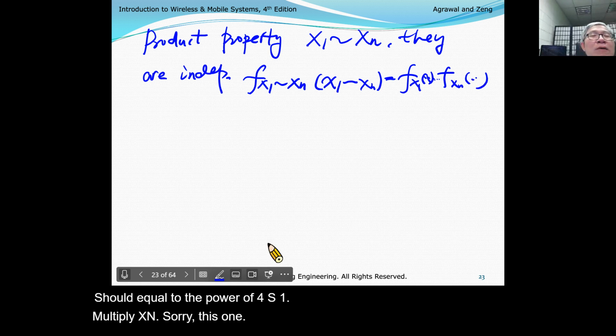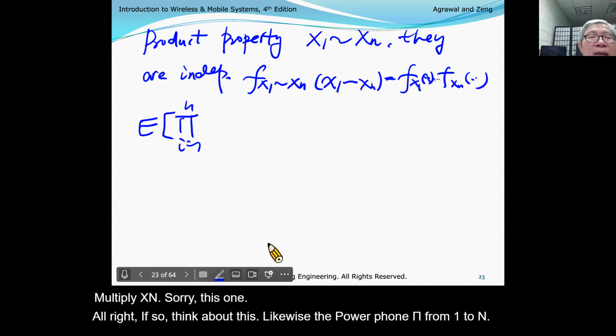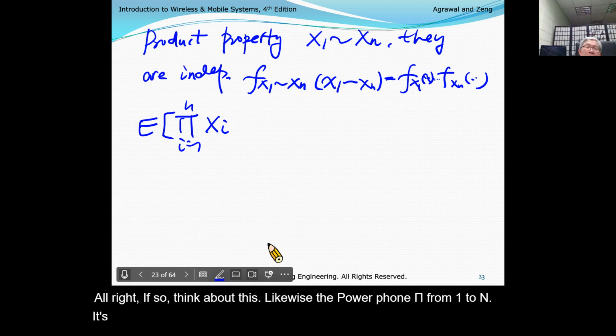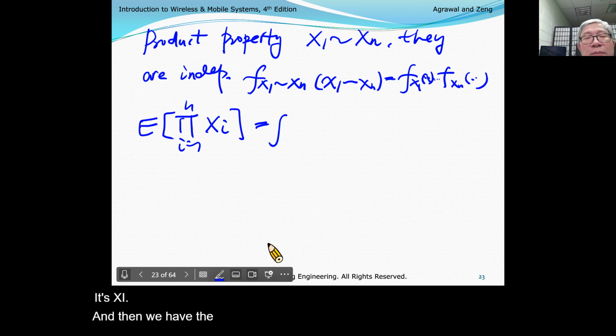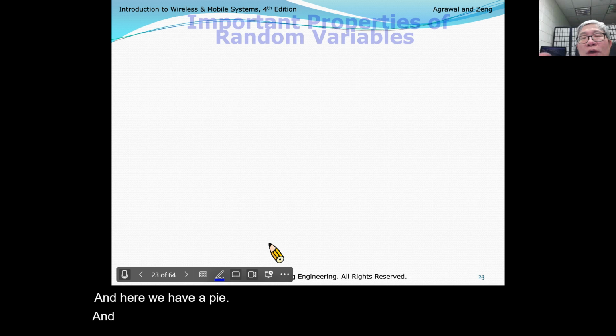All right, if so, think about this. Likewise, the product form, pi from 1 to n, of xi. And then we have the same form, the multiple integral. And here we have a pi, and it's xi. And this time we have this, sorry.